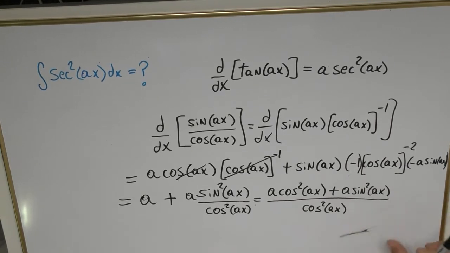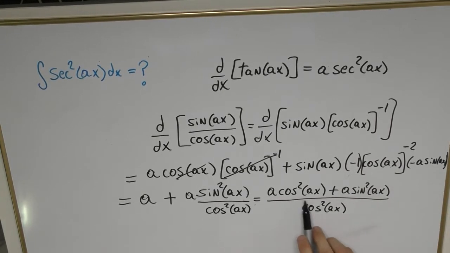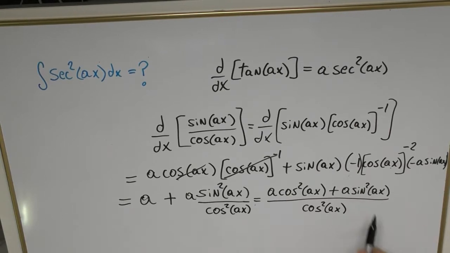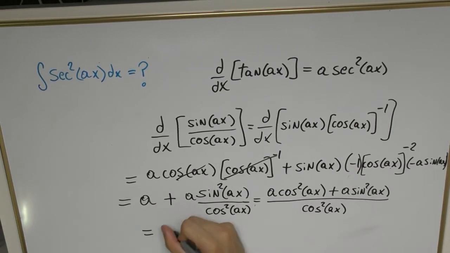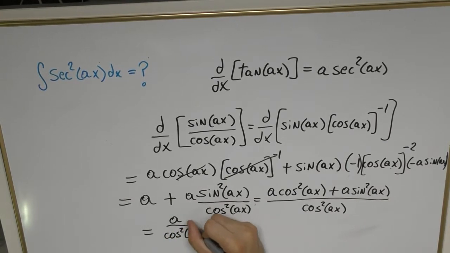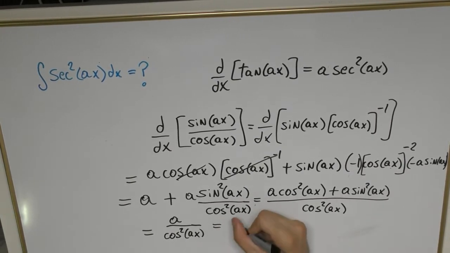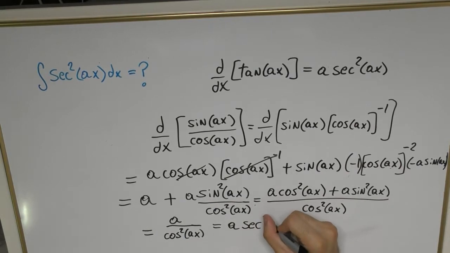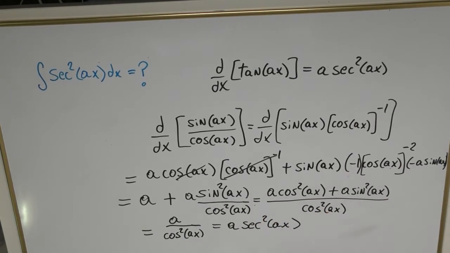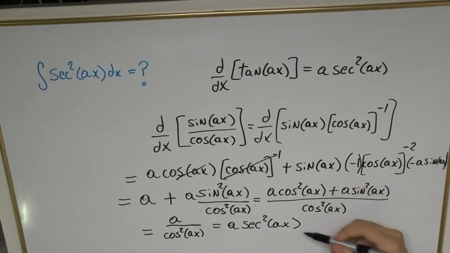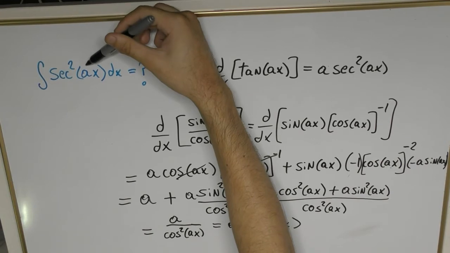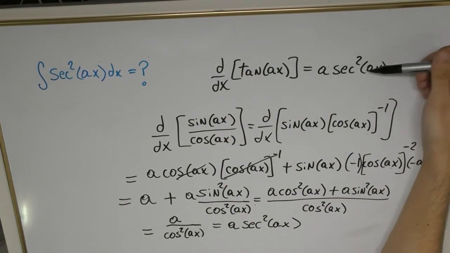Now since a is a common factor here, let's use the fact that cosine squared plus sine squared is going to be 1. So this means this is going to become a divided by cosine squared of ax. And if we recall from the properties of trigonometric functions, this is the same as a of sec squared ax. And that's essentially how we derive that result. So now we already know how to differentiate the tangent function, so if we were to integrate this, we're going to get back to tangent.